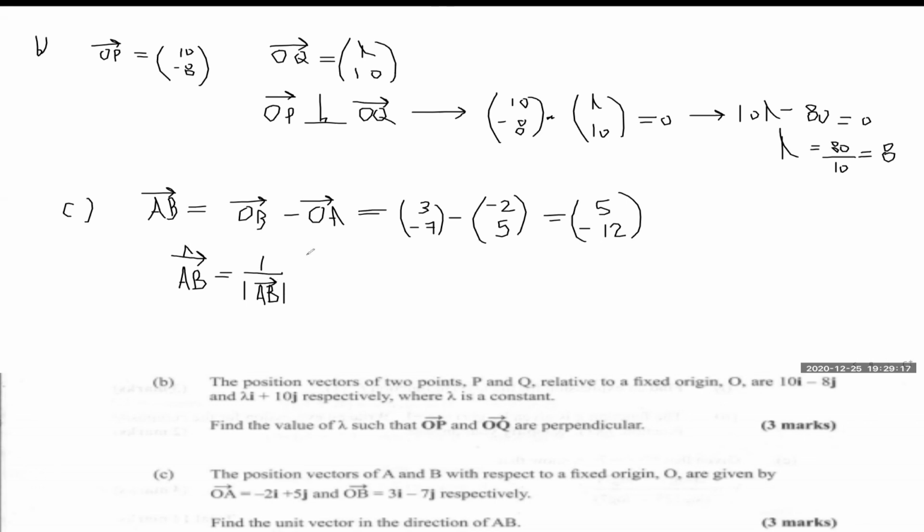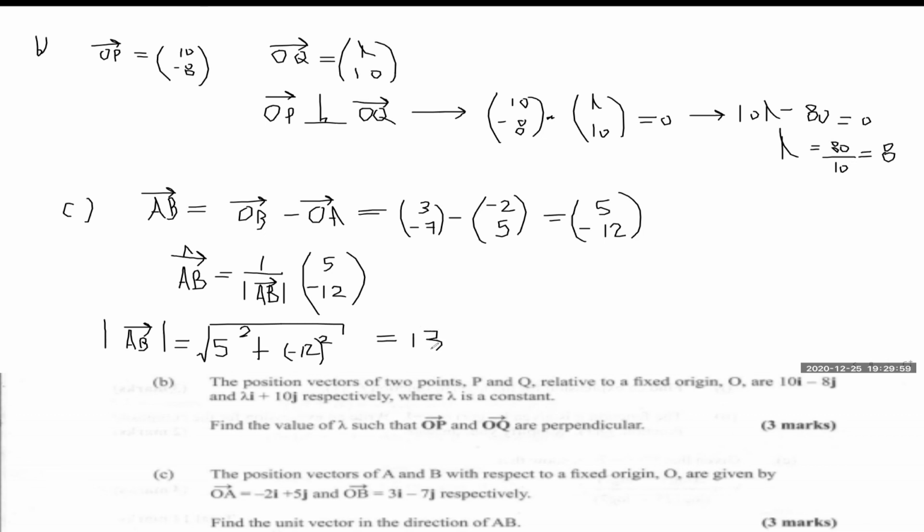This hat means unit vector. So the unit vector AB is this. All we need to do now is find the magnitude of vector AB. Just to work it out right here, the magnitude of vector AB is going to be equal to 5 squared plus -12 squared, all square rooted. That's the magnitude of vector AB, which is 13.